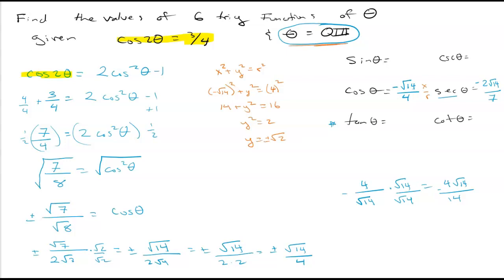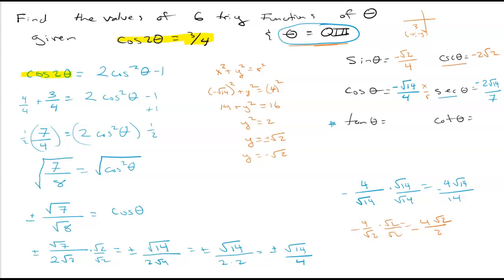But again, I'm in quadrant 3. So if you're thinking about it, quadrant 3 is down here. Your x and your y are negative. So this will actually be a negative root 2. So for sine, your sine will be negative root 2 over 4. Okay, I'm going to rationalize here. So again, 4 over root 2, multiply root 2 by root 2, 4 root 2 over 2, and these simplify together, leaving you with negative 2 root 2.